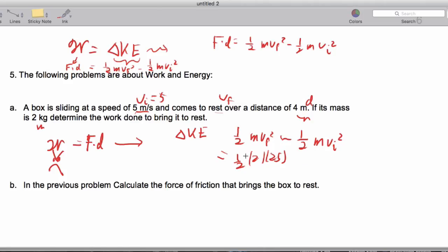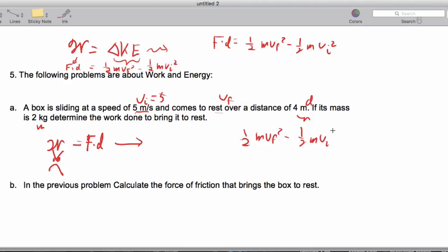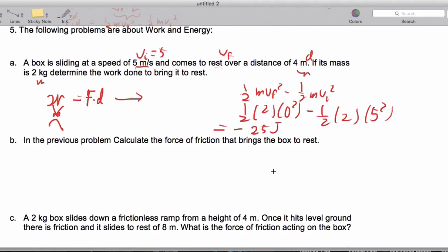I'm so sorry, I have it backwards. The change in kinetic energy is 1/2 mv final squared minus 1/2 mv initial squared, which is going to be 1/2 times 2 times 0 squared minus 1/2 times 2 times 5 squared. So we end up getting negative 25 joules of work. That's perfect because we're bringing it to rest over a distance of 4 meters, and negative work means slowing you down.